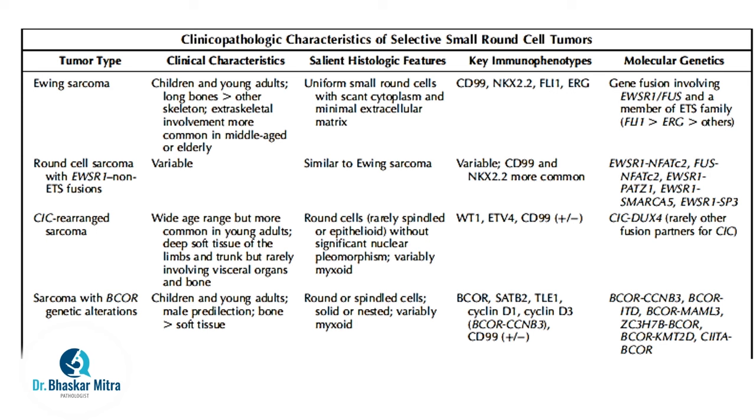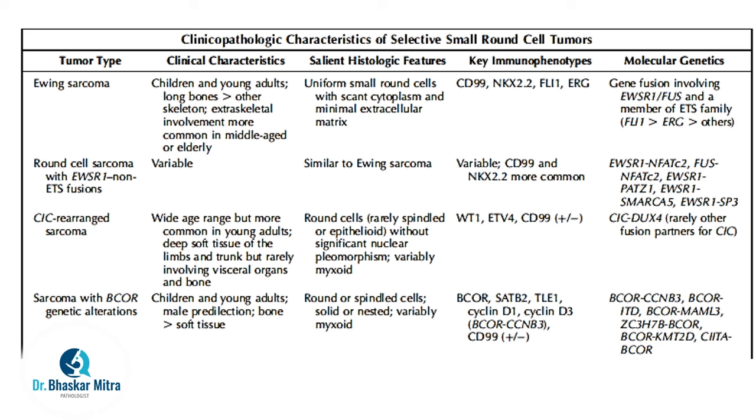Now, here I will try to summarize all that I have seen. The first group is the Ewing sarcoma, affecting children and young adults. Immunomorphologically, it shows strong positivity for CD99, NKX2.2, and FLI1. Then comes the role of molecular genetics. The second tumor type is the round cell sarcoma with EWSR1 non-ETS fusion. Here comes the role of CD99 and NKX2.2, particularly NKX2.2, which is very common among this tumor.